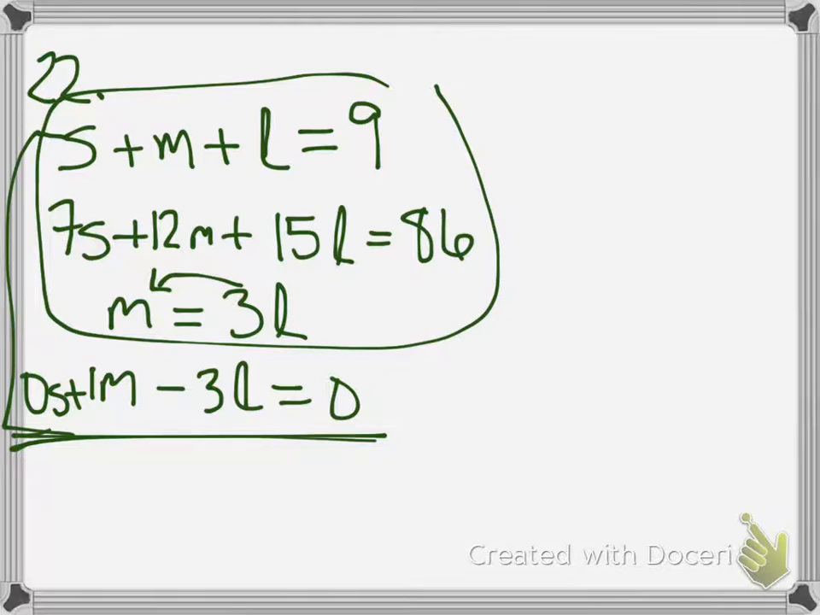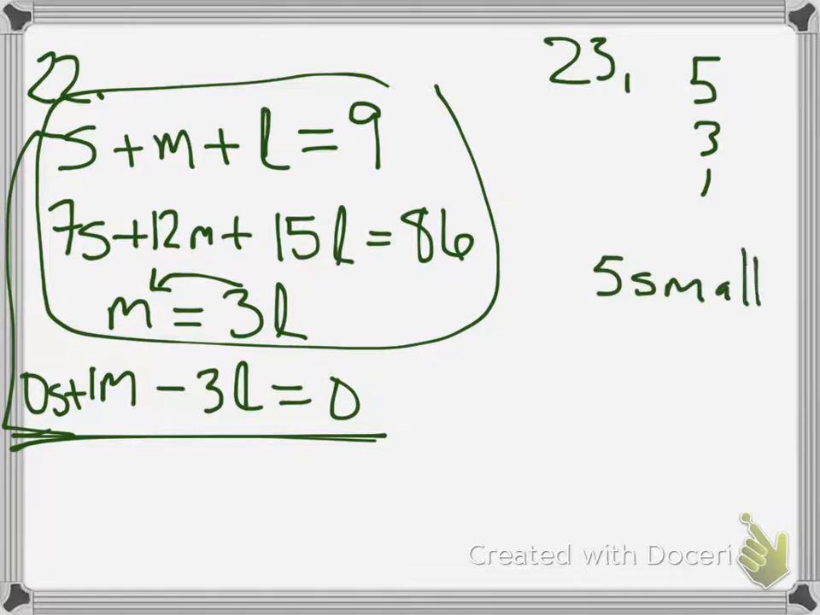Oh, wait, that's number 23. So let's find out. So when I press enter, I end up with getting 5, 3, and 1 as answers. That means there was 5 small packages sold, 3 mediums, and 1 large. Okay, and that's that for that. So that covers all of those. We're ready to move on. Hey, we're making some decent time.